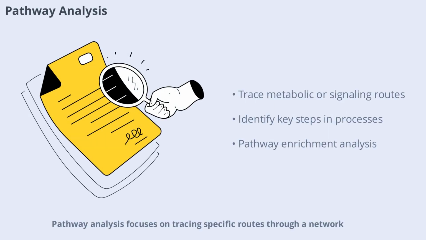Pathway analysis focuses on tracing specific routes through a network, such as metabolic or signaling pathways. By mapping these paths, researchers can understand how signals or metabolites flow through a system. Pathway analysis is especially useful for identifying key steps in disease processes or drug action. Many tools offer pathway enrichment analysis, highlighting which pathways are most relevant to a particular condition or dataset.